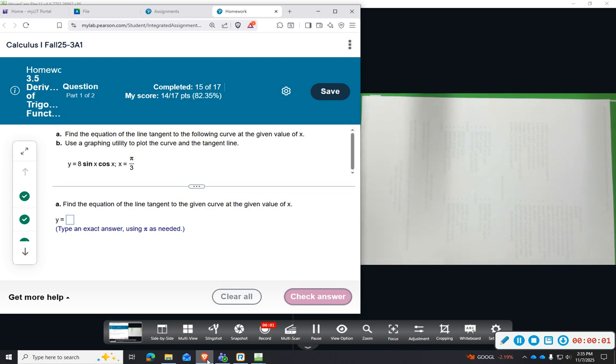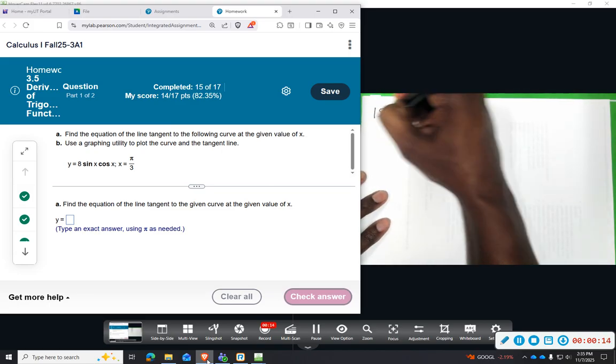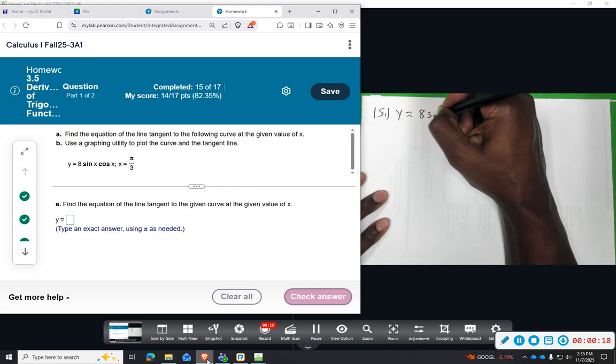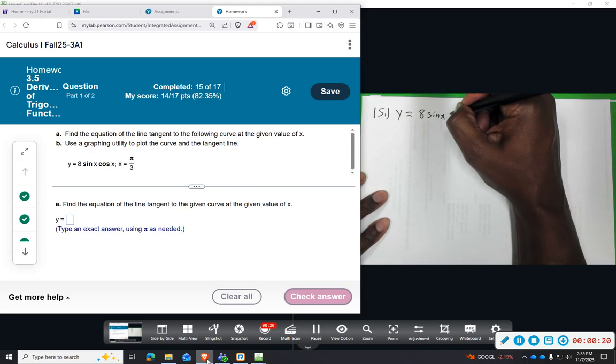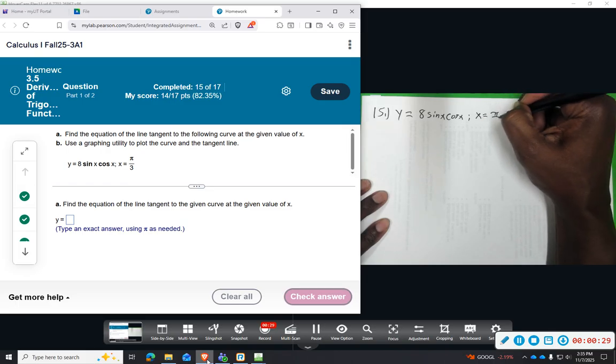All right, question number 15. We want to find the equation of the tangent line at the given value of x, and then use the graphing utility to graph it. So we are given y equals 8 times sine of x times cosine of x, and our x value is pi over 3.